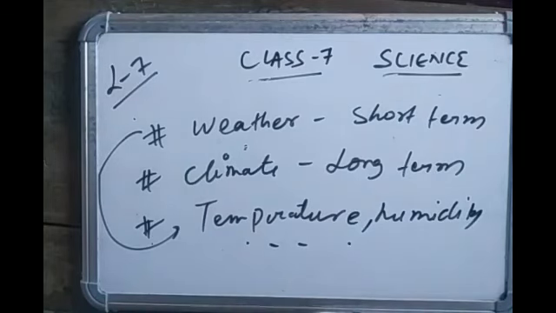Maximum temperature of the day generally occurs in the afternoon, and the minimum temperature occurs in the early morning. And the weather is generally not the same on any two days, and week after week.